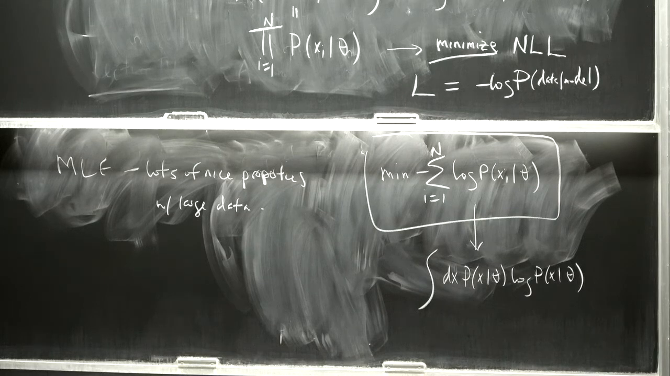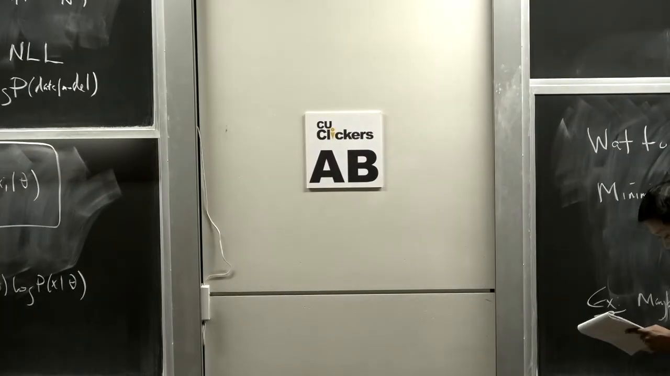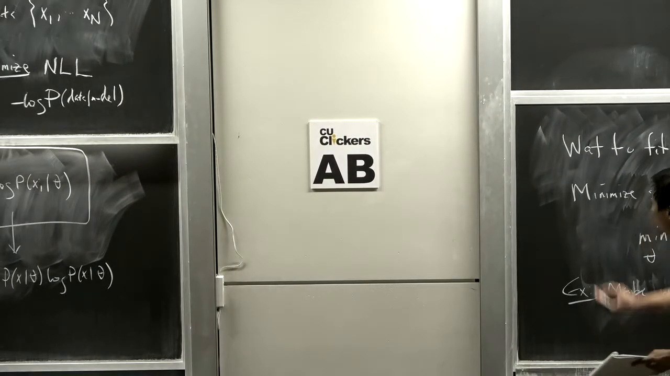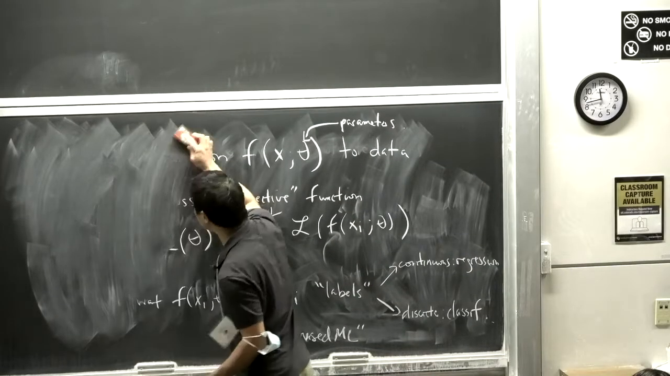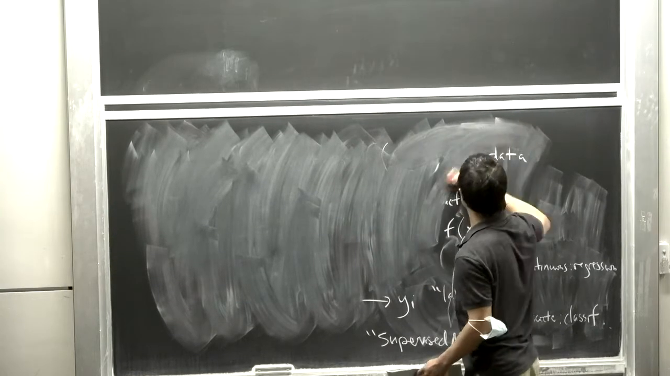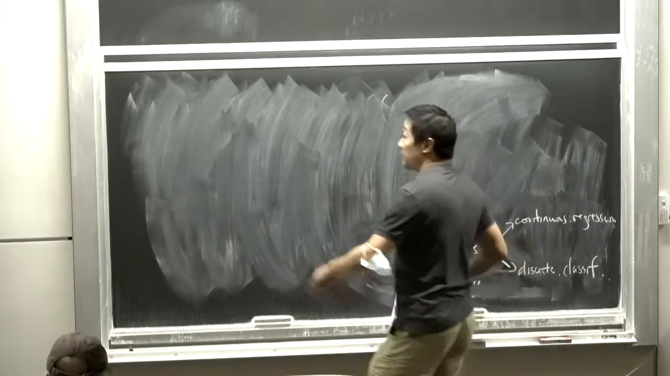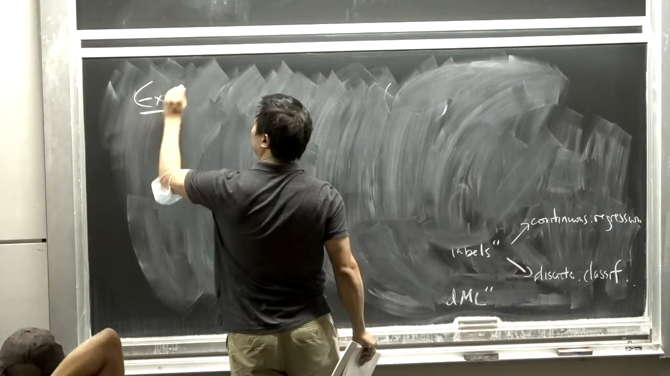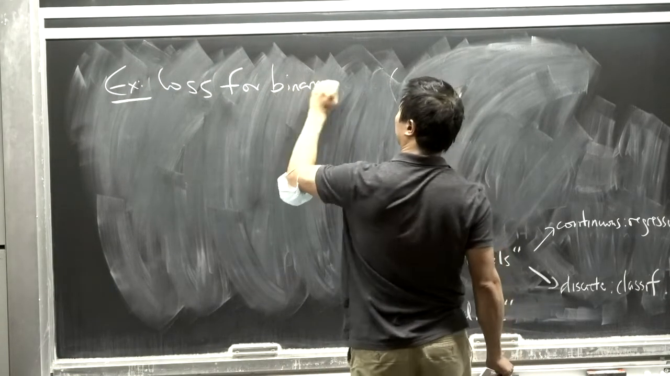Okay, good. Let me give one example, which we will want to use, which is, again, binary classification. Let's use the maximum likelihood principle to derive the correct loss function for binary classification. Loss for binary classification.